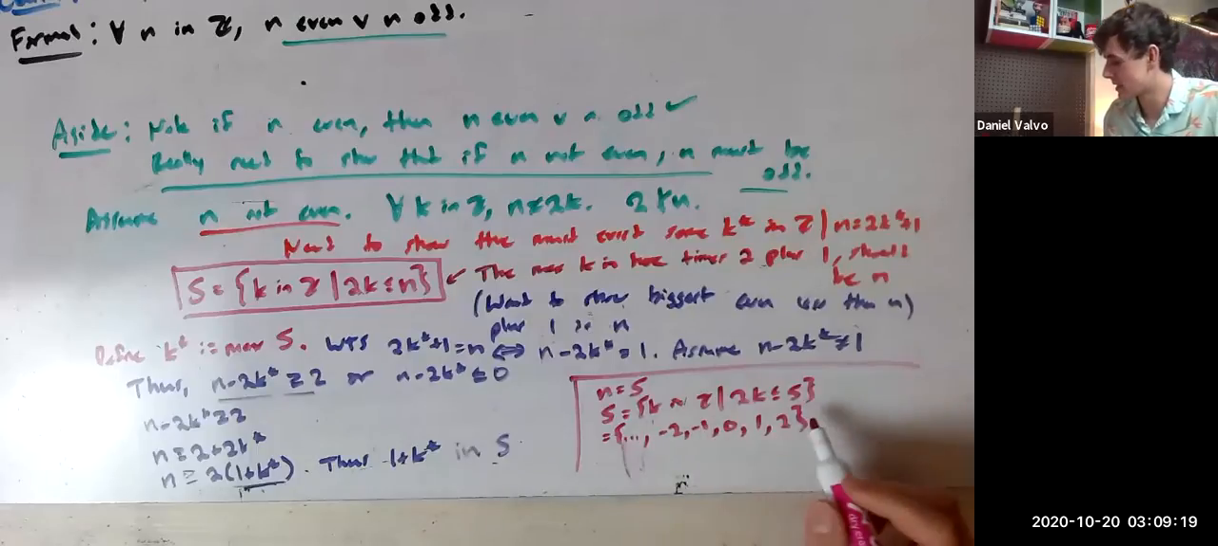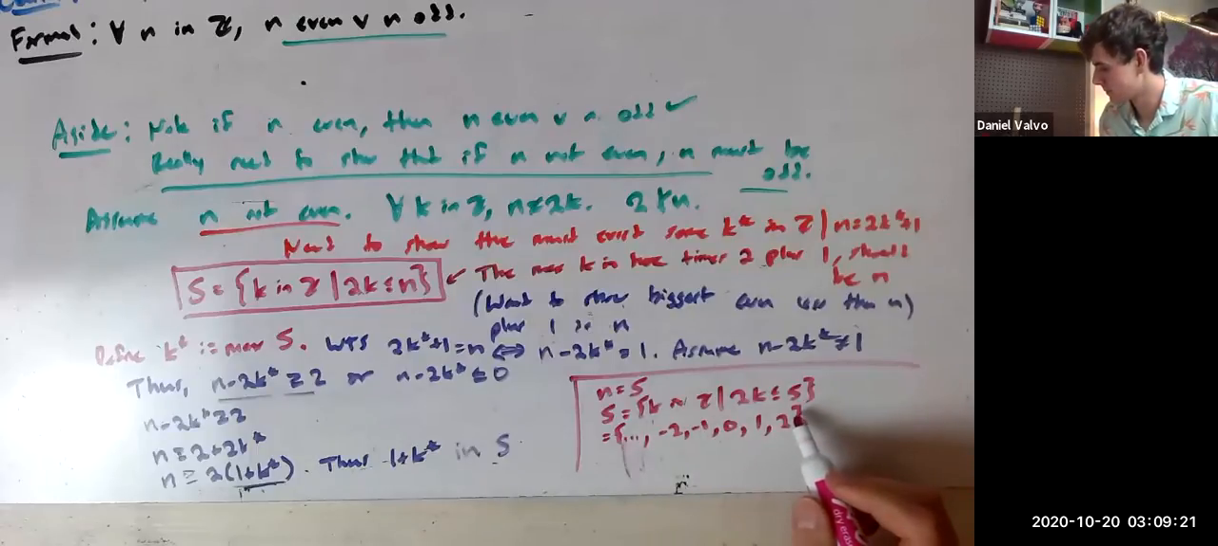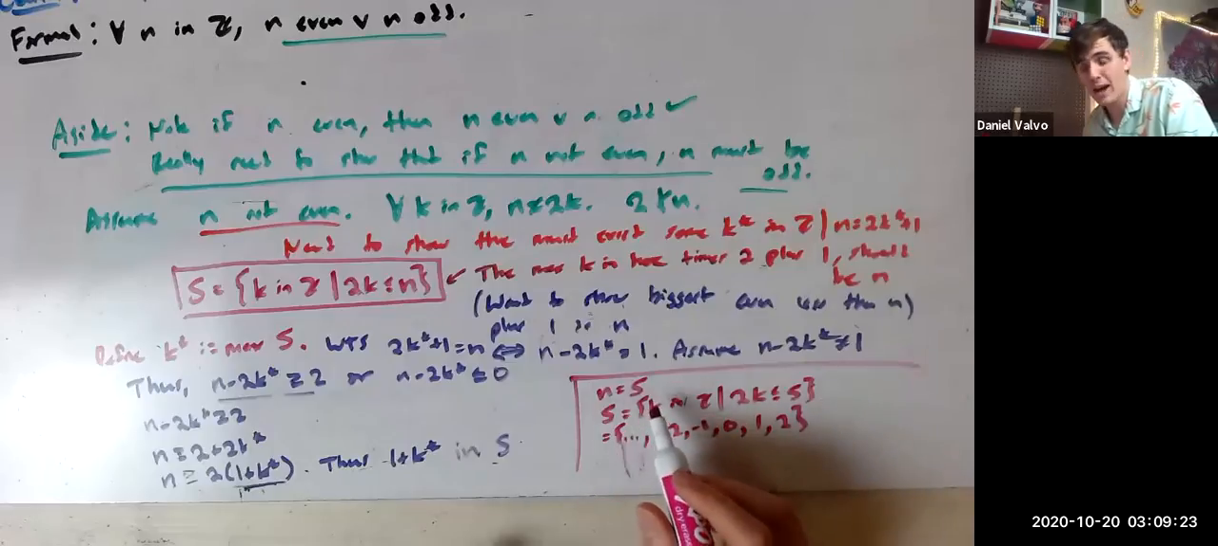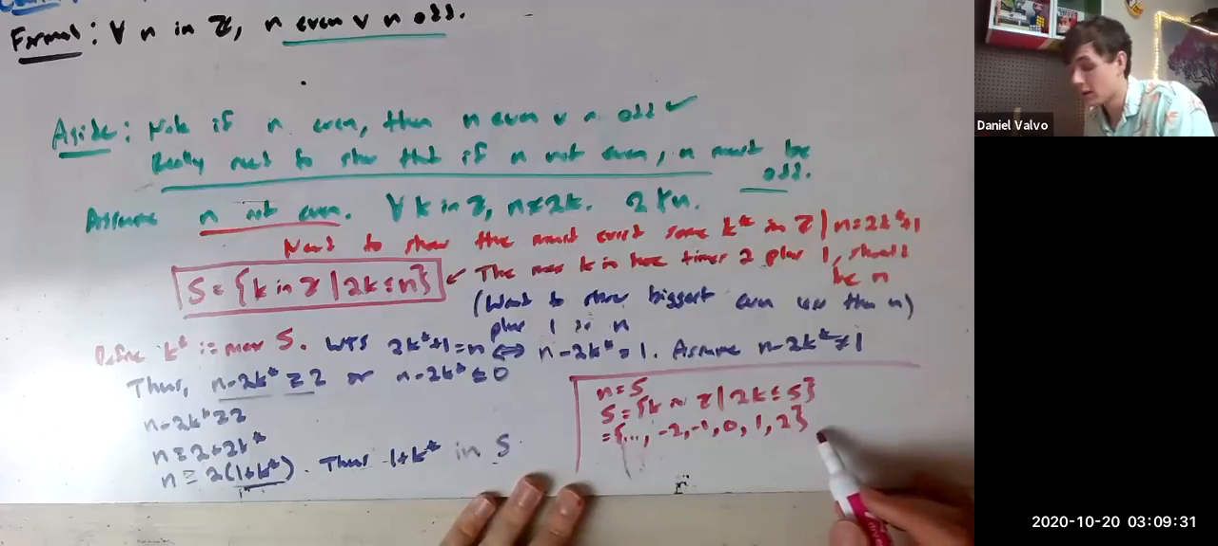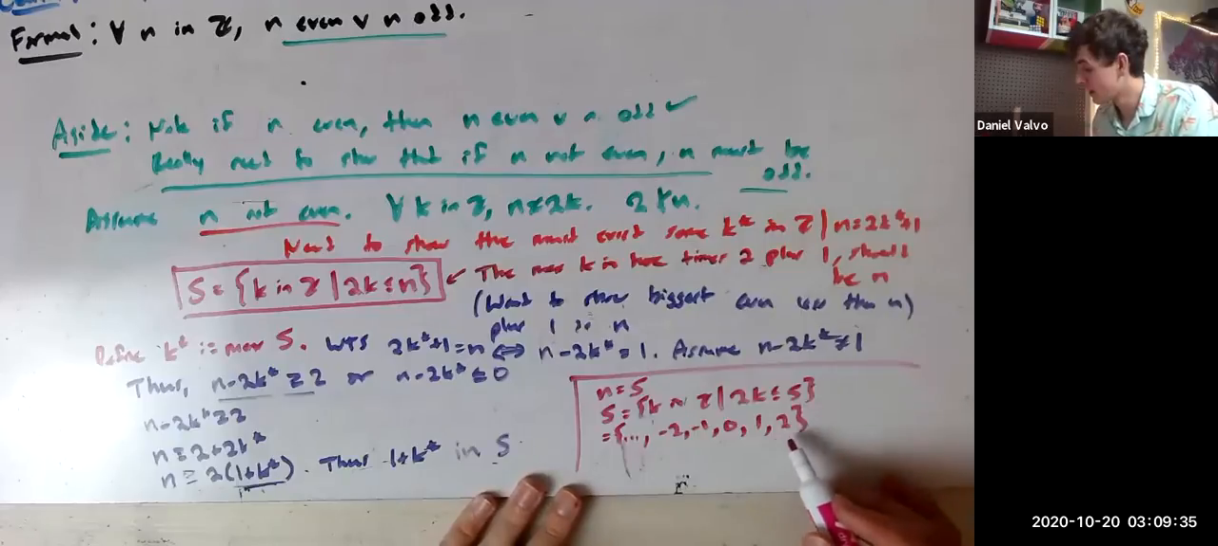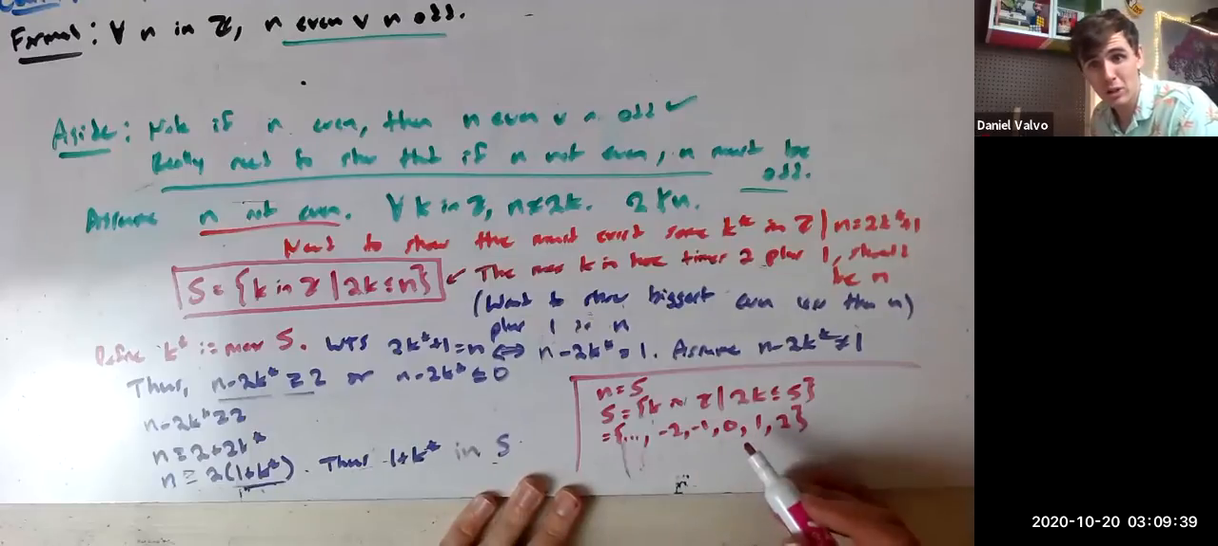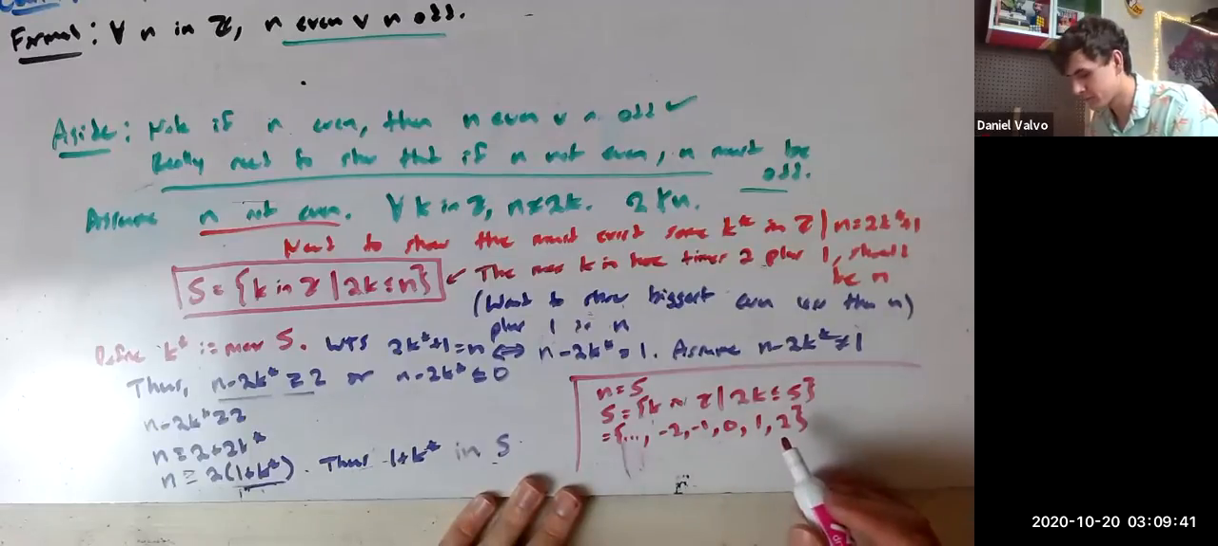So this is what S says in this case. In the case where n equals 5, S is all the integers up to 2, because after that, you can no longer multiply 2 by these integers and get something less than or equal to 5. So this is what S is. All numbers you multiply by 2 that get you less than or equal to 5.